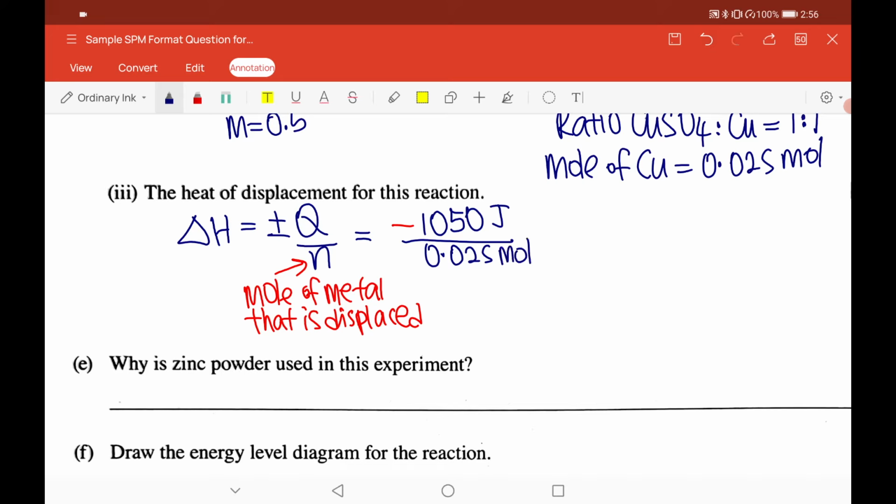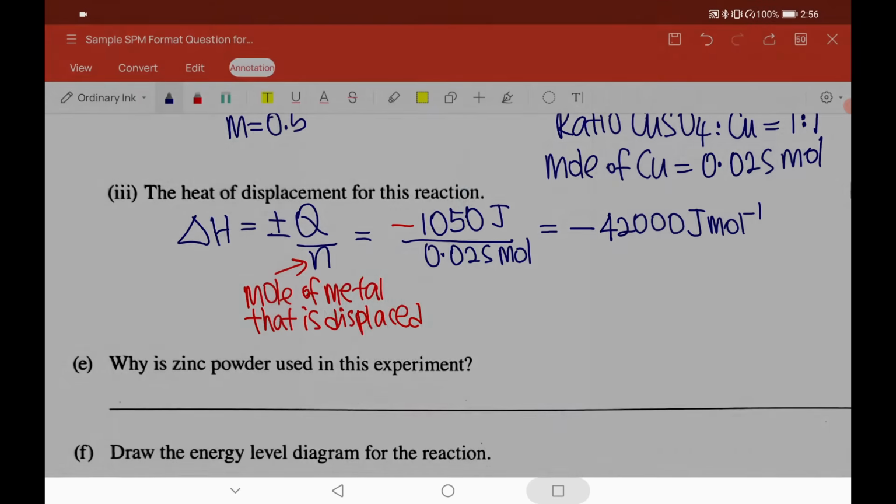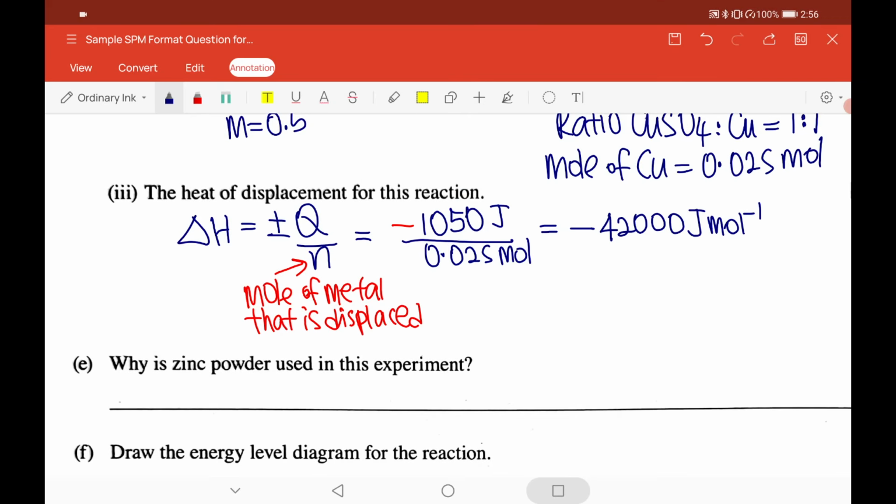Okay, so now you already have the value. Now you need to do your calculation. If you key into the calculator, you are getting negative 42,000. The unit is joule per mole. But we are not done, because the final unit for delta H should be kilojoule per mole.